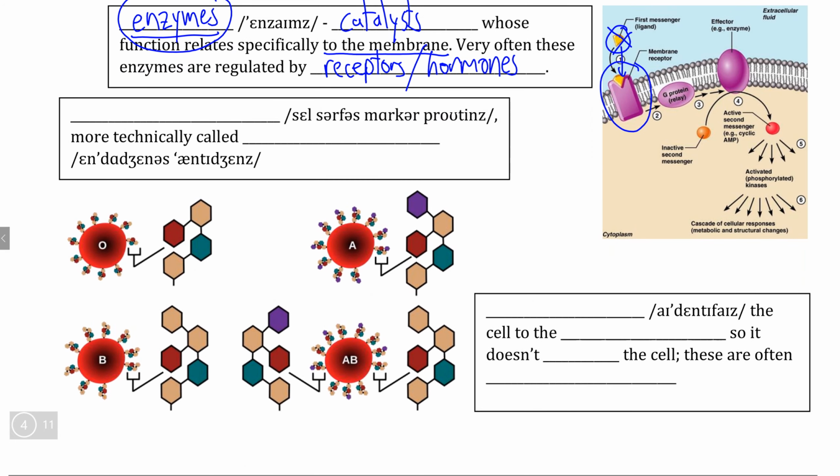The next category of proteins are what we call cell surface marker proteins, which sounds like a mouthful, but their function is actually relatively simple to understand.